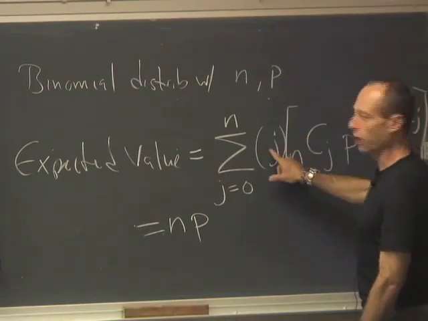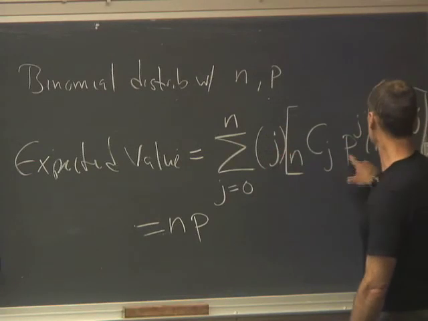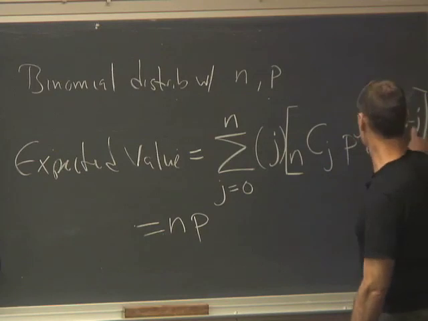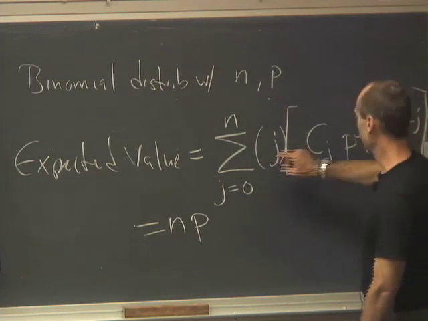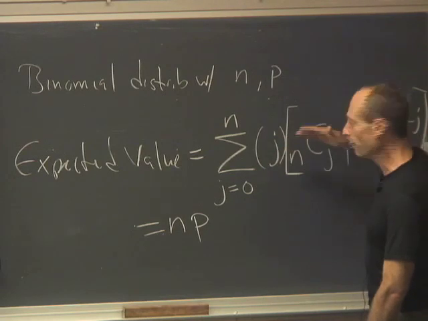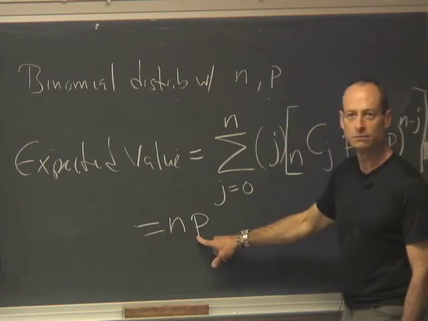Another term, j is 1. So we'll get 1 times n choose 1, which is n, times p to the 1 times 1 minus p to the n minus 1. That's the next term. Then j is going to be 2. We'll get 2 times n choose 2, et cetera. Right? We sum all that up. If we did that, the answer would be n times p.